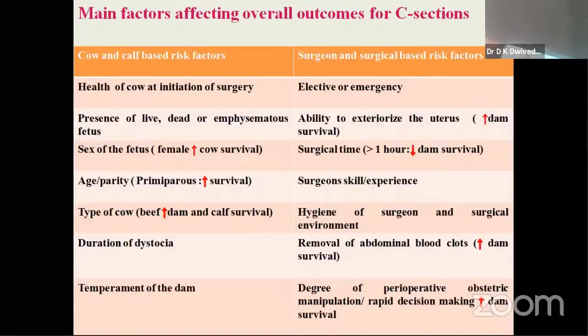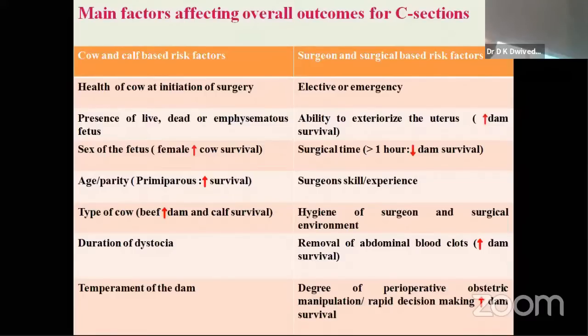Now, regarding the sex of the fetus, it is found that if the fetus is female, the survival rate will be more. As for age and parity of the animal, in a primiparous animal the survival rate is more. Again, the duration of dystocia, as I have already told you, if you increase the duration of dystocia, then your result will be poor. Then the temperament of the dam is also one factor on which the outcome depends.